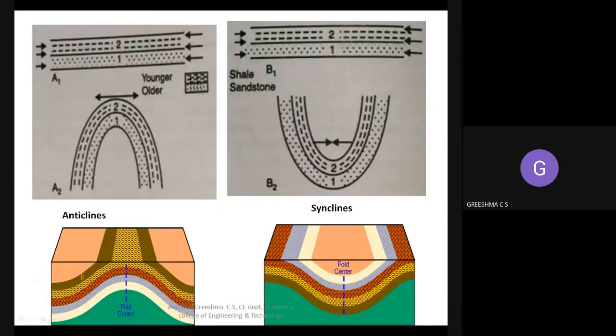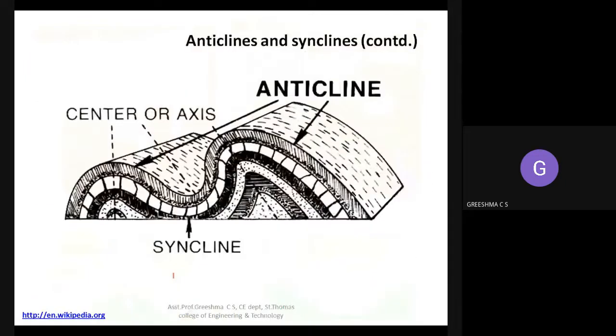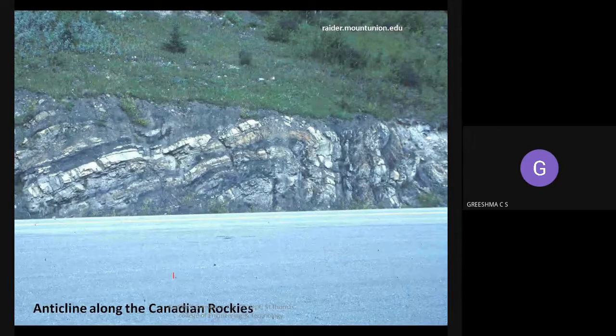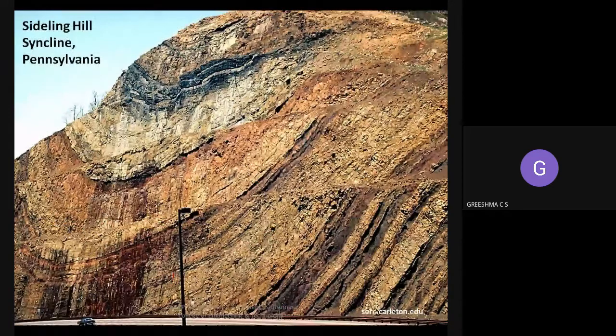So this is an anticline, and this is the younger rocks here. For the synclines, it will be inclining downwards. From this picture itself we can understand how anticlines and synclines are occurring. See one more picture. This is an anticline in the Canadian rocks. Another example of anticlines and synclines is in Pennsylvania.